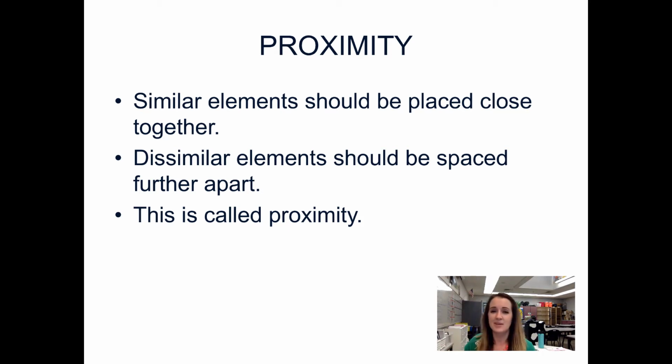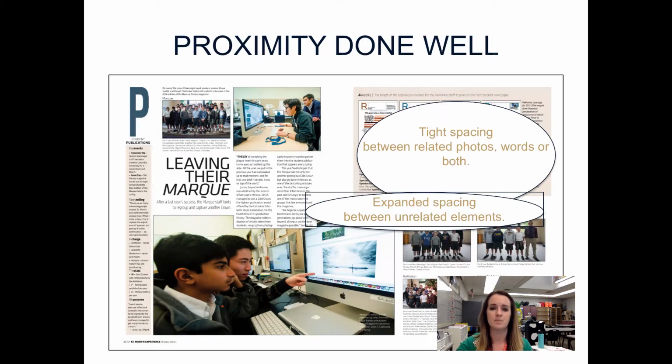Bless me. Okay. That being said, things that are very different as far as content should be placed further apart. So this kind of knowledge, this rule, this practice is talking about proximity. So proximity done well: tight spacing between related photos, words, or both. Expanded spacing, like we talked about in the previous video, different levels of white space. Think the tighter spacing with things that are related, words, things like that. More open spacing for things that are unrelated.